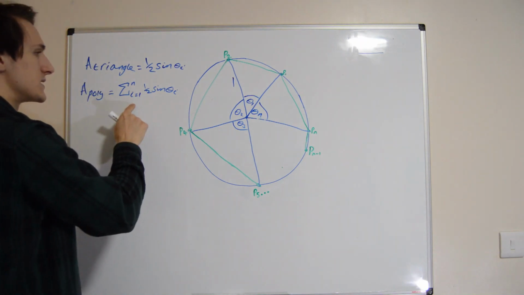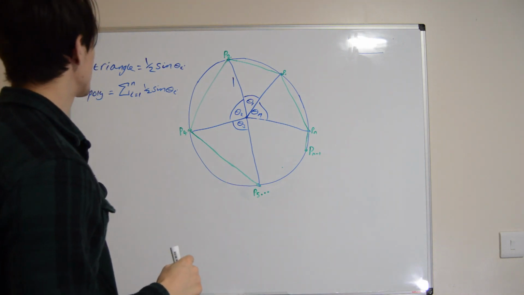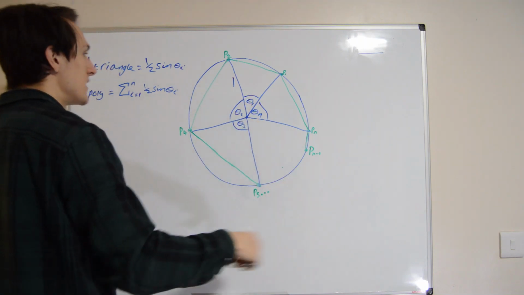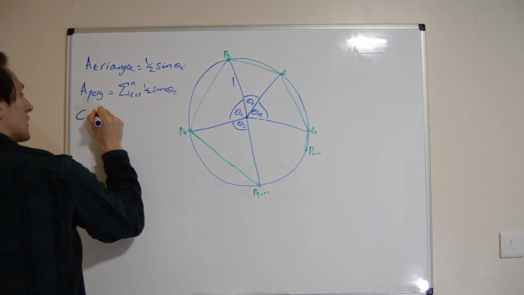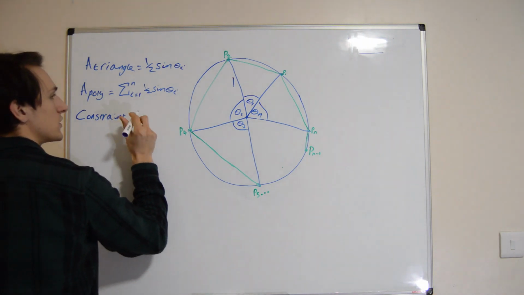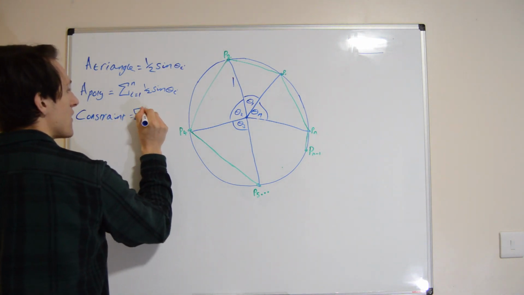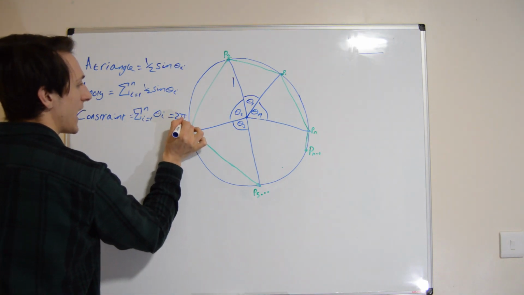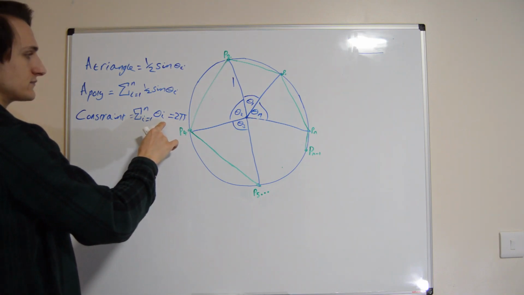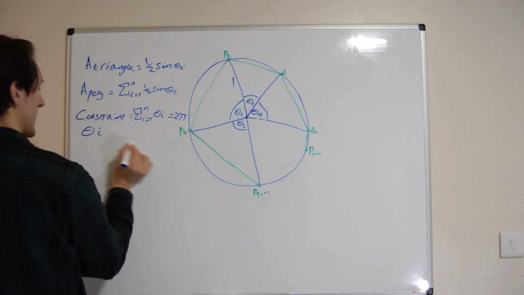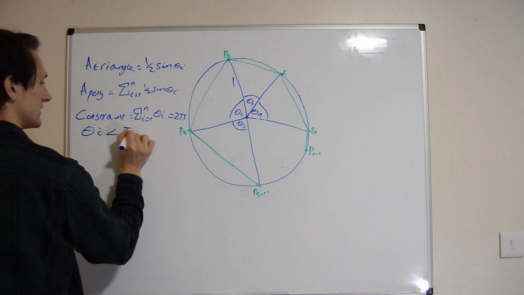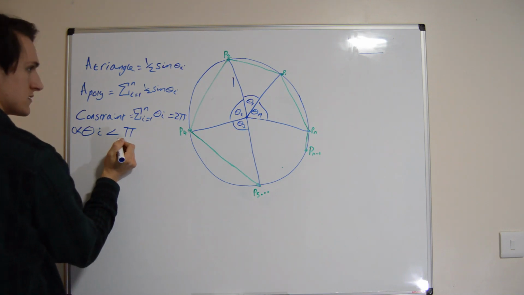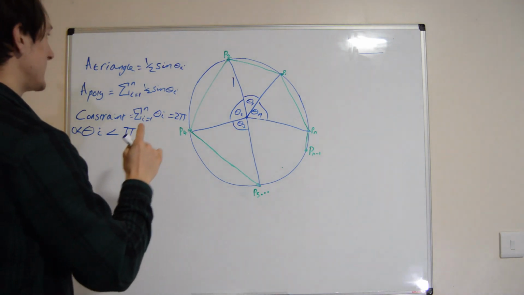So I want to maximize this, but I need another constraint. So what's the other constraint? Well, these variables are not free, they relate to one another. They have to sum to 2 pi. So that's our constraint: the sum from i equals 1 to n of theta i has got to equal 2 pi. And also I guess these individual angles have to be less than pi and greater than 0. Right? Well, now we can use Lagrange multipliers.